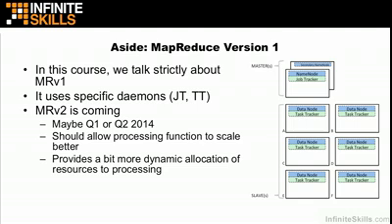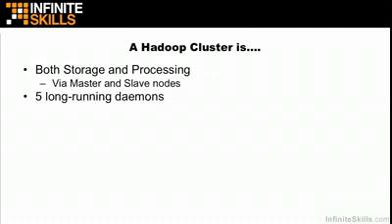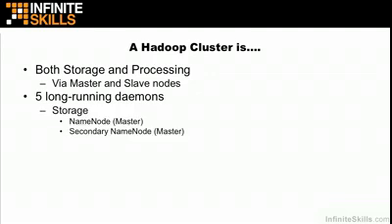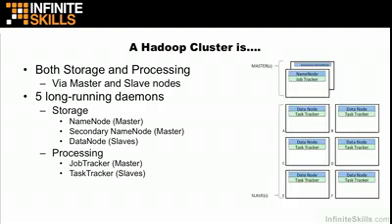So a Hadoop cluster is again both storage and processing via master and slave nodes. It involves 5 long-running daemons. There are daemons that run the storage piece, which is the name node. It's a master daemon. The secondary name node is also a master daemon, and the data node, which again exists one per slave. On the processing side, we have a job tracker, which is the master daemon, and task trackers, which are the slaves. Every time you see this diagram, just remember the blue parts are HDFS and the green parts are MapReduce.